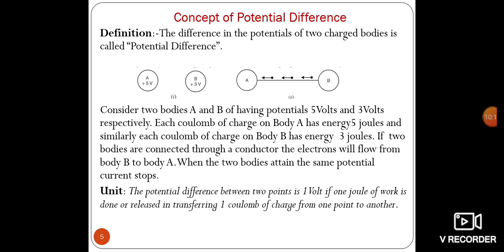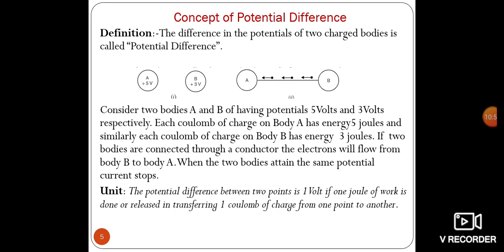For example, here each coulomb of charge on body A has 5 joules of energy, and body B has 3 joules of energy. If the two bodies are connected through a conductor, the electrons will flow from body B to body A. When the two bodies attain the same potential, current stops.